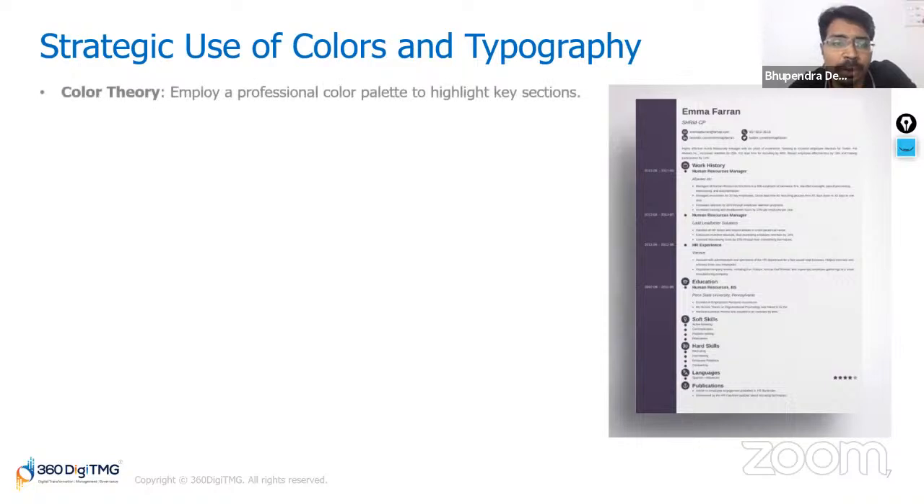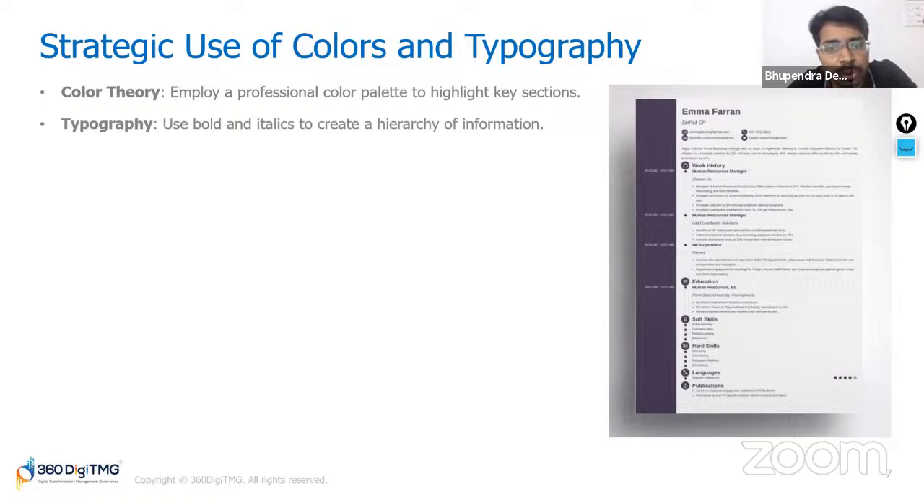Strategic use of colors and typography. Now, employ a professional color palette to highlight key sections. You should search for colors that are really good and use them consistently. For example, blue or navy blue is used so many times and it's really professional. It gives a really professional look. See this, violet color gives a really professional look, right? Now, typography: you should use bold and italics to create a hierarchy of information. The heading should be bold. And here, for example, we are not using italics.